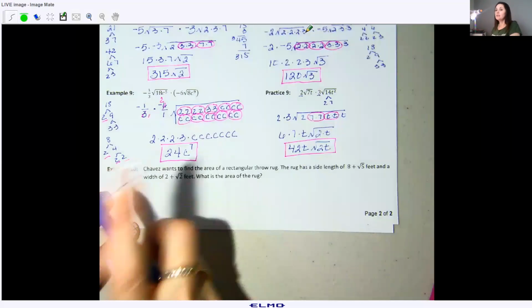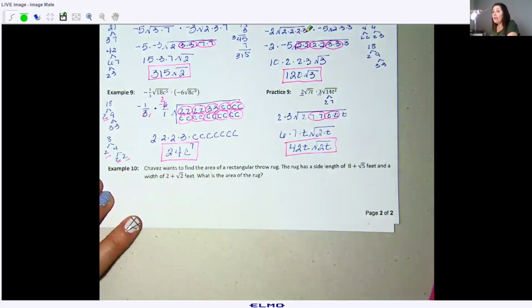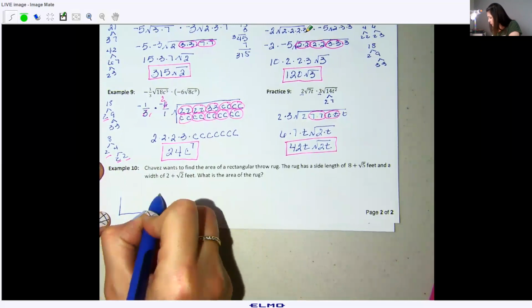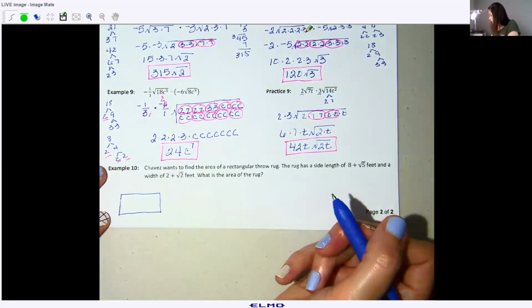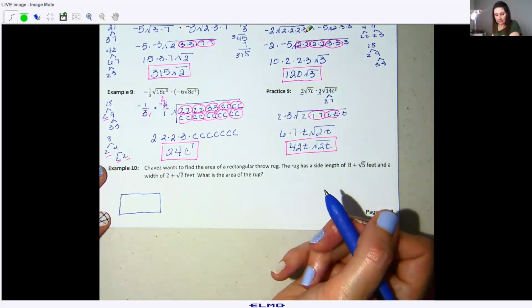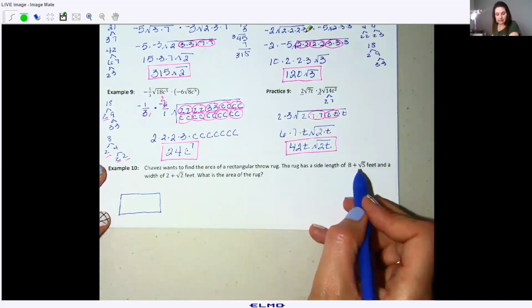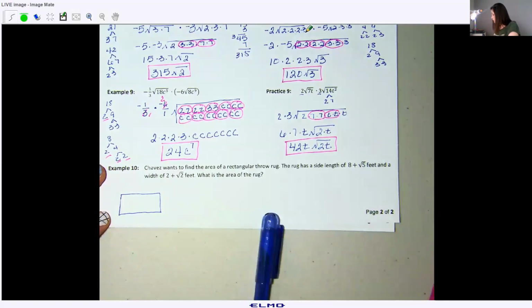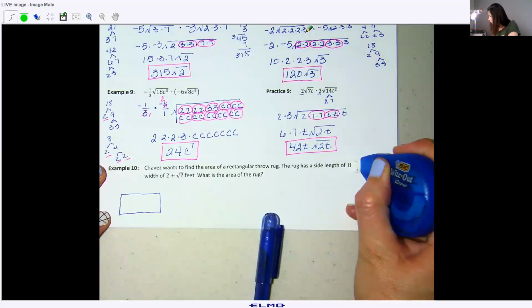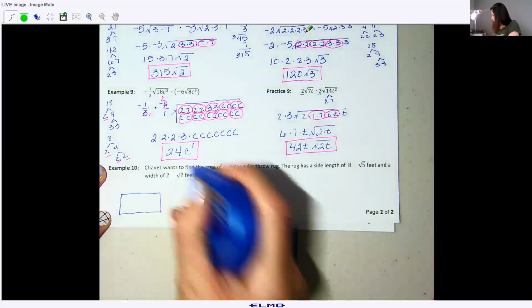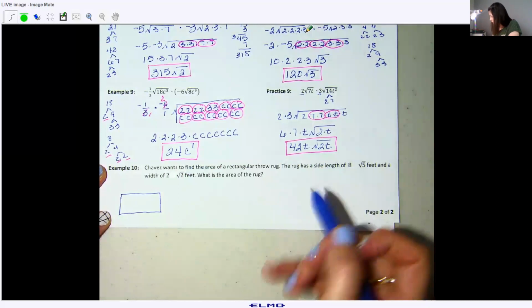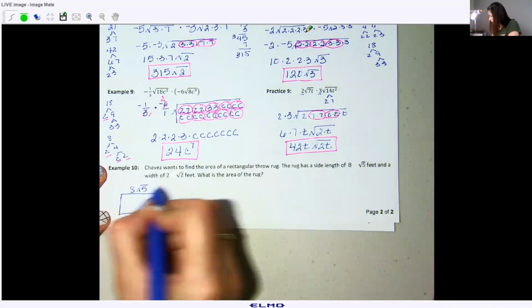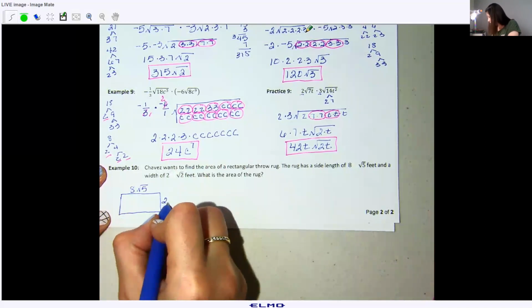Okay, last problem. Chavez wants to find the area of a rectangular throw rug. So we have a rectangular throw rug, okay? The rug has a side length of 8 plus the square root of 5. Actually, I'll change this before I send it out to you, but it should just be 8 square root of 5. So I'll change that though. So it has a length of 8 square root of 5 and a width of 2 square root of 2.